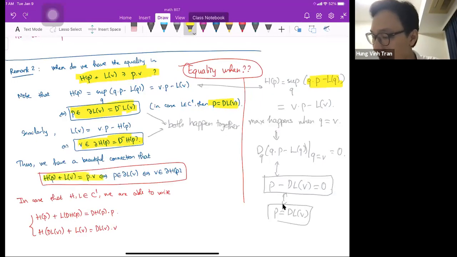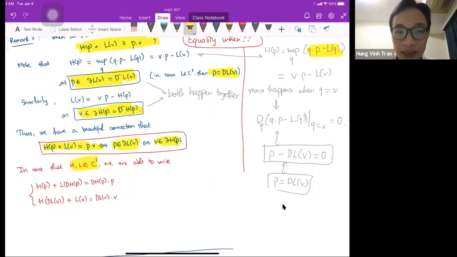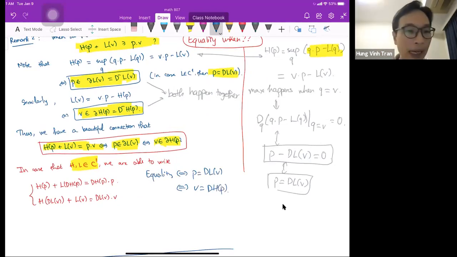So this happens if and only if p is in the subgradient of L, if and only if v is in the subgradient of H at p. And later on, we are mostly going to deal with smooth enough functions. If things are smooth, then equality holds if and only if p equals dL of v, if and only if v equals dH of p, and this is exactly the bracket of relations that I wrote down here.